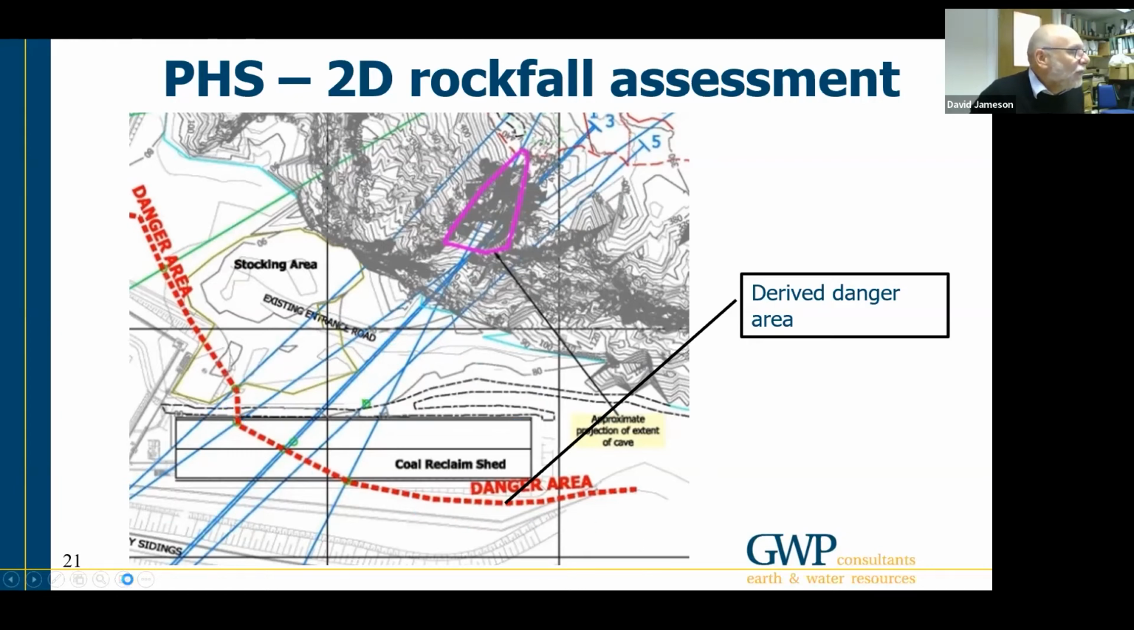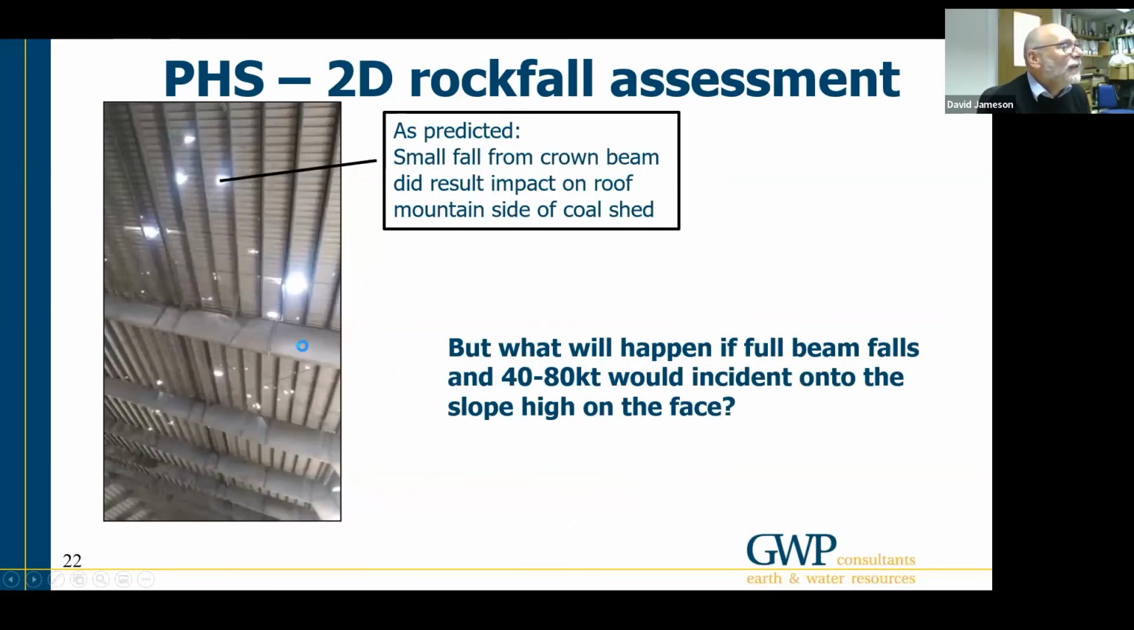And then following that, of course, there was a rockfall incident, and several small blocks came away from the crown pillar area and did bounce off the ski slope and impact onto the top of the shed. But the question remained, what would happen if the full crown beam was to fall from the top of that slope? In such circumstances, it was calculated that about 40 to 80,000 tons of material would be incident on the high slope of the face. And what would be the result?